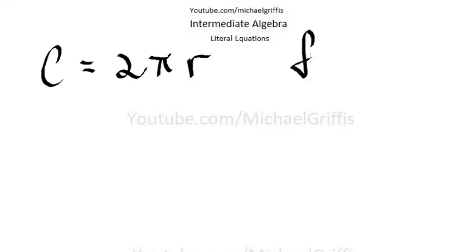Alright, let's go through some well-known equations, also known as literal equations. C is equal to 2 pi r. Does that look familiar to you? Let's say we want to solve for r.